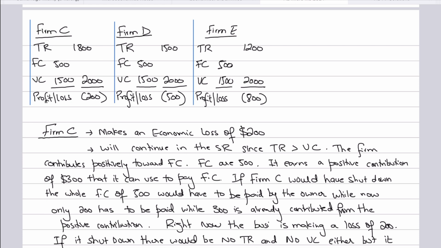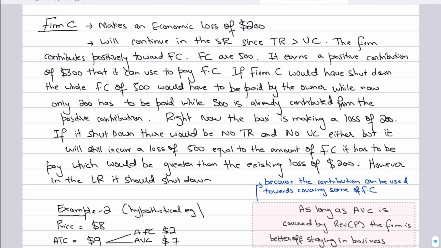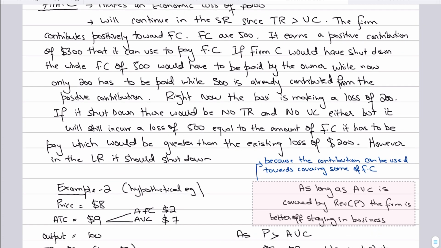So if you have leased out your plant, I mean, if you have taken it on rent, so definitely you have to pay your fixed cost. So the thing is that if the firm would have shut down, the whole of fixed cost would have to be paid by the owner as loss. While now only $200 has to be paid, because 300 is already contributed from the positive contributions that you're earning from producing and selling, right? So right now the business is actually making a loss of only 200.